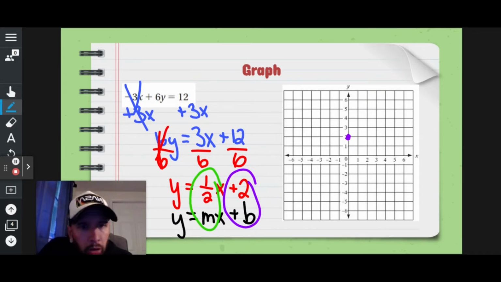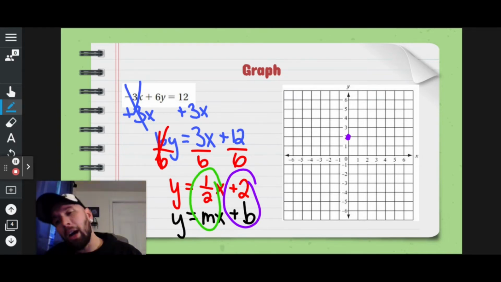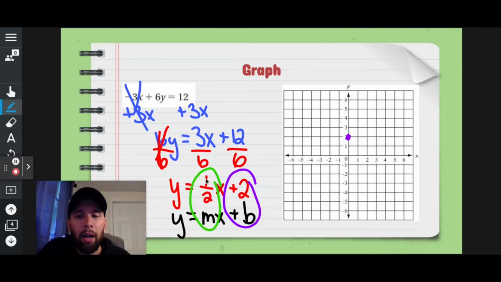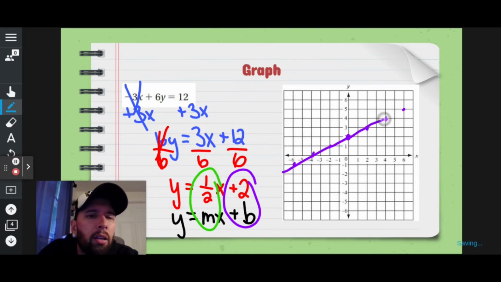So if I want to add more dots, I use the slope to be my guide. This is a positive slope, which means it goes up and to the right or down and to the left. And this is my rise, and that is my run. My rise is 1, my run is 2. So I go up 1, right 2, up 1, right 2, up 1, right 2. Or if I run out of space, down 1, left 2, down 1, left 2, down 1, left 2. Look at all those dots. Let's connect them, shall we? Let's.